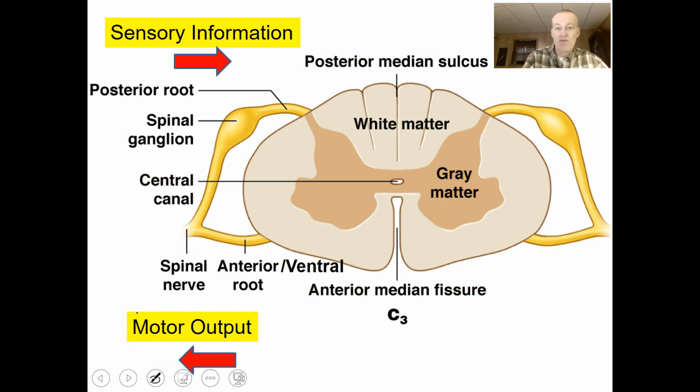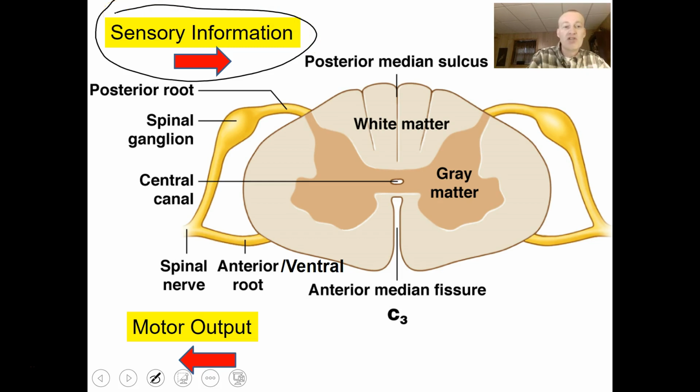We have white matter, which are the axons. We have the gray matter, which are the cell bodies. We have the posterior or dorsal root and the anterior or ventral root. This is where information is coming into or out of the spinal cord. As I indicate here at the top, sensory information is going to come from the body, and it's going to come through the posterior or dorsal root, and it's going to go to the spinal cord. So that's going into it.